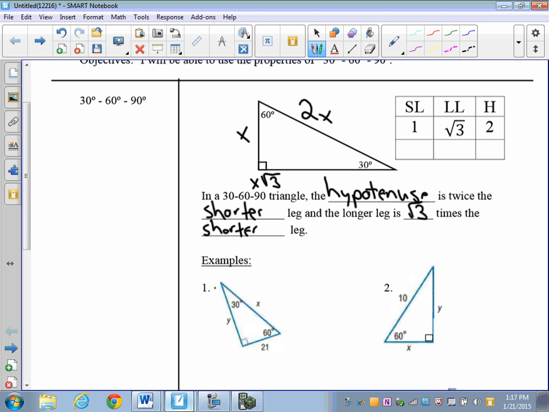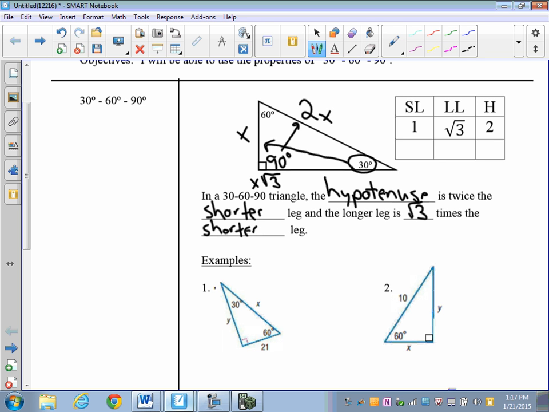A little review from before, the short leg has to be opposite the 30-degree angle. Remember, the shortest angle needs to be across from the shortest side, and 90 is the biggest angle, so it has to be across from the bigger side. So that's a little review from last, it was Unit 6, Triangle Properties.